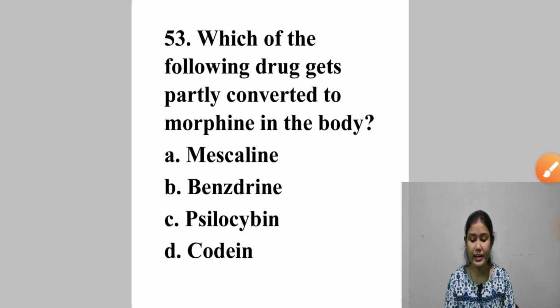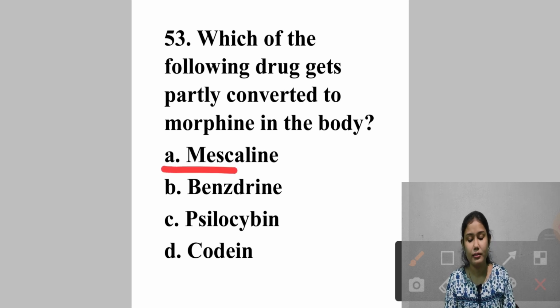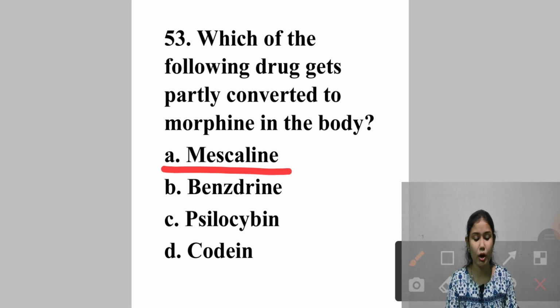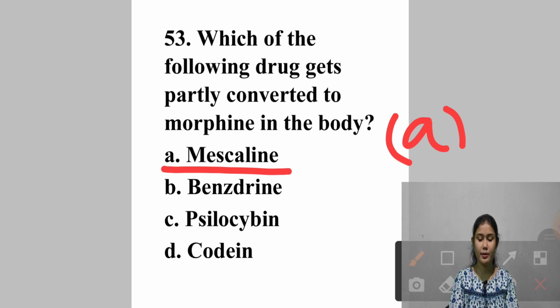Which of the following drug gets partially converted to morphine in the body? Okay, कौन सा ड्रग मॉर्फिन में कन्वर्ट हो रहा है? ओके, सो ऑप्शन दिया है मेस्कलाइन, बी बेंजीन, सी साइलोसाइबिन, देन डी कोडीन. ओके, सो हमारा जो मेस्कलाइन होता है दैट ड्रग गेट कन्वर्टेड इनटू मॉर्फिन इन द बॉडी. ओके, सो आंसर विल बी ऑप्शन ए. नाउ वही मेस्कलाइन के बारे में पूछा है.